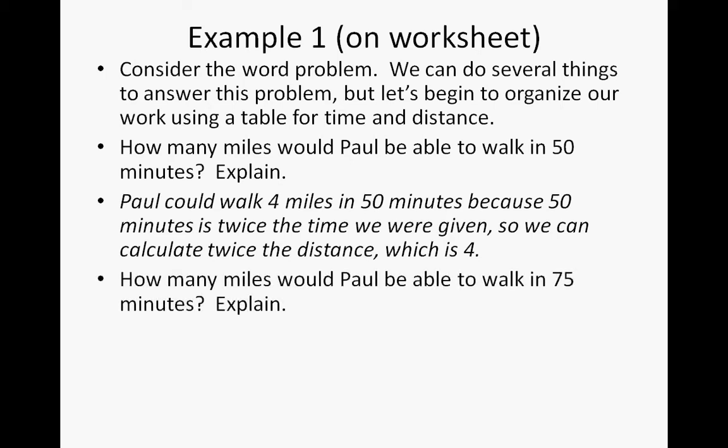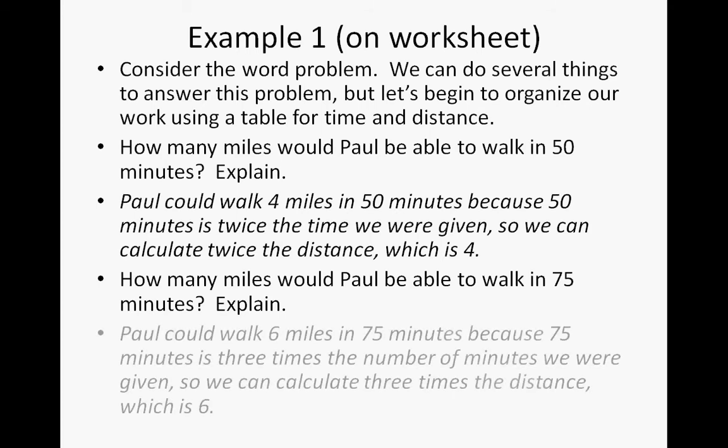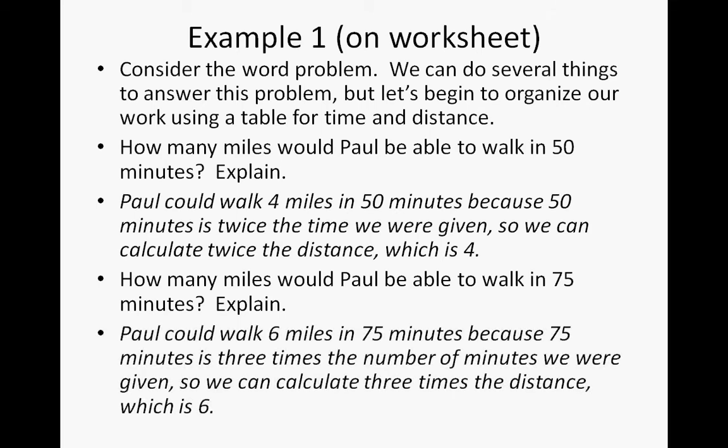So how many miles would Paul be able to walk in 75 minutes? And explain, similar to what you explained above. Well, Paul could walk 6 miles in 75 minutes because 75 minutes is 3 times the number of minutes we were given, so we can calculate 3 times the distance, which is 6.